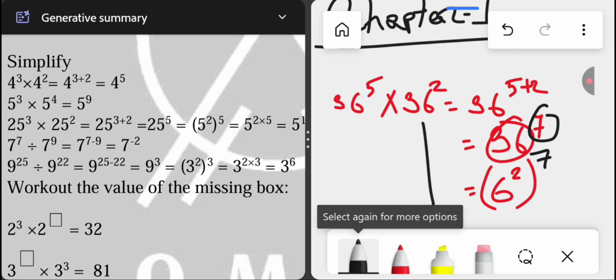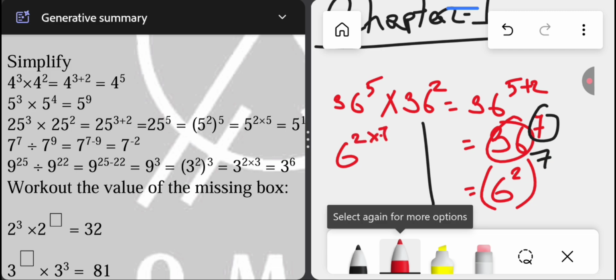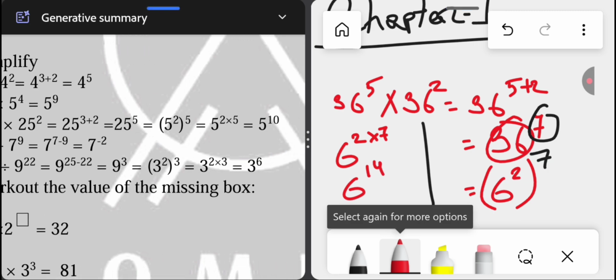Now let us see that this 2 and this 7 will be multiplied with each other. Then the solution of this multiplication will be the new power.